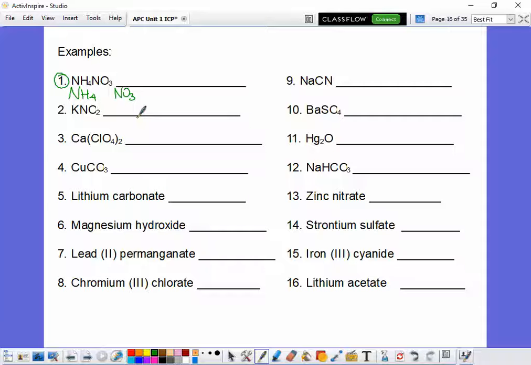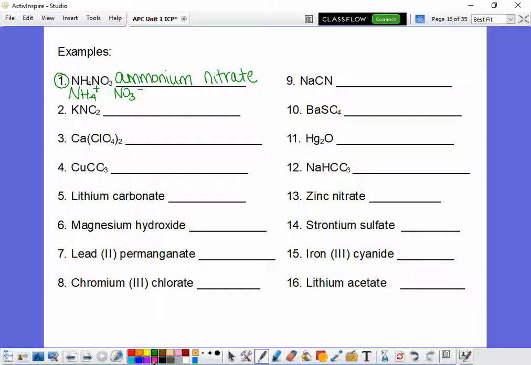NH4 has what charge? +1. And what is NO3's charge? -1. So what is the name of NH4 plus? Ammonium. So ammonium. Now be aware that that is not the same as ammonia because that's just NH3. It's a different compound. And then what's NO3 minus? Nitrate. So all together it's ammonium nitrate.